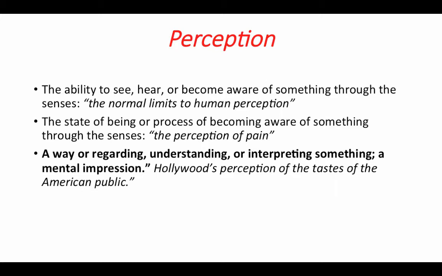The first definition is the ability to see, hear, become aware of something using our senses. The normal limits to human perception is how it may sound used in a sentence. The second definition is the state of being or process of becoming aware of something through the senses, the perception of rain. And my favorite definition, which I think best sums it up, is a way of regarding, understanding, or interpreting something, a mental impression. Used in a sentence could be Hollywood's perception of the tastes of the American public.